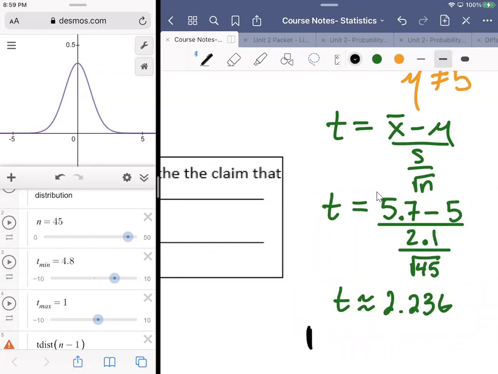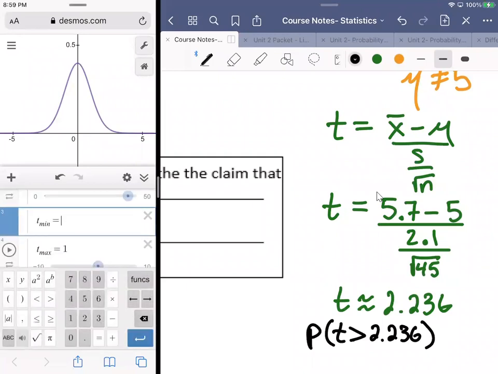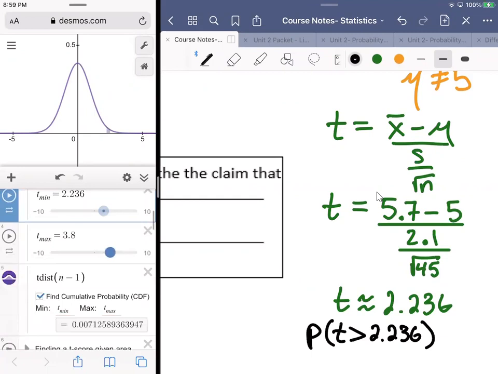So the probability that T is greater than 2.236, where the symbol here is going to be consistent with the symbol that we use in the alternative hypothesis. I would make my T min 2.236. That one I do have to type in. And the maximum, I just make that something sufficiently big. We talked about that when we were talking about the normal distribution stuff.